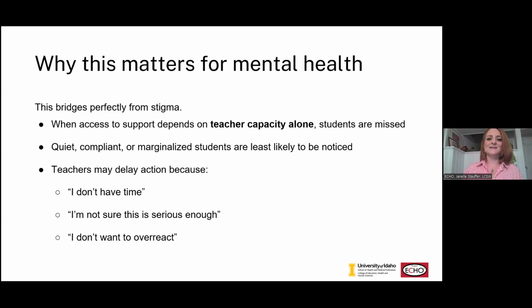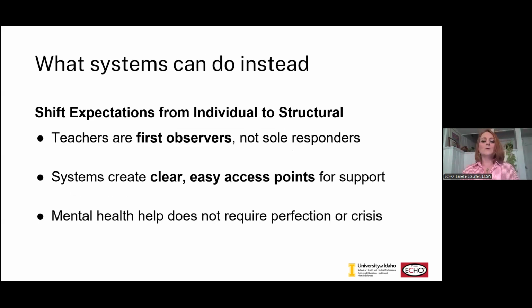Let's move to the next slide. We're going to, of course, move the expectations from the individual teacher to the structure of the systems. Our teachers become the first responders, but not sole responders. The question becomes, have we built a system that makes noticing and responding realistic?